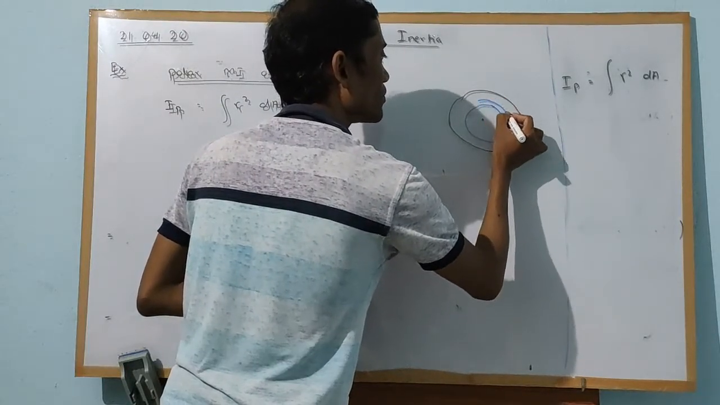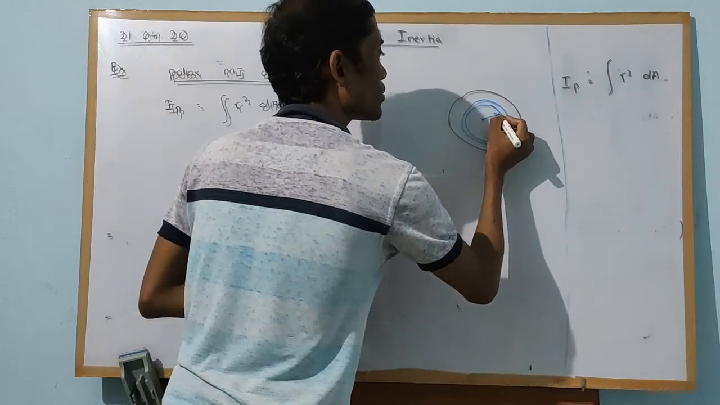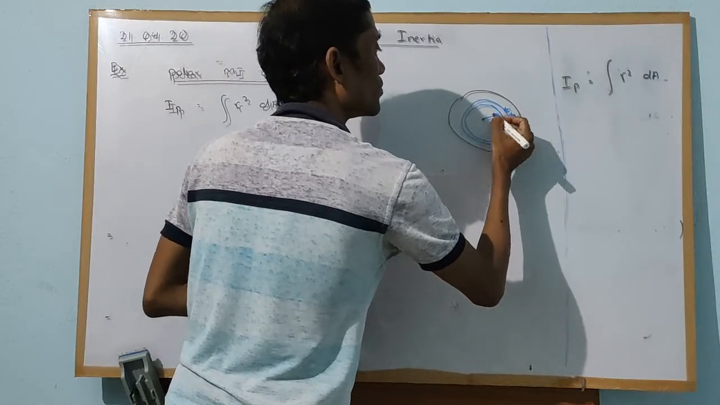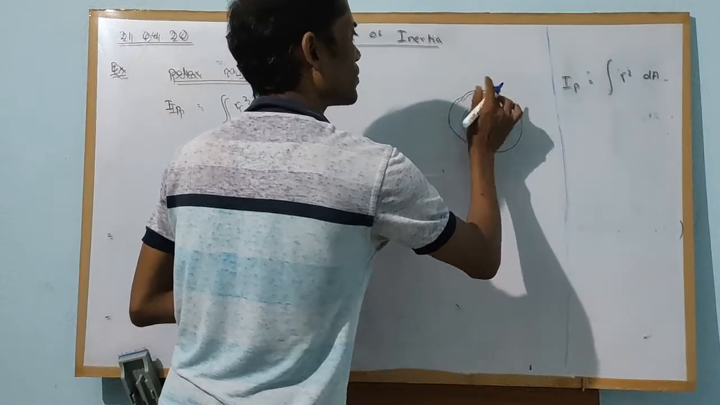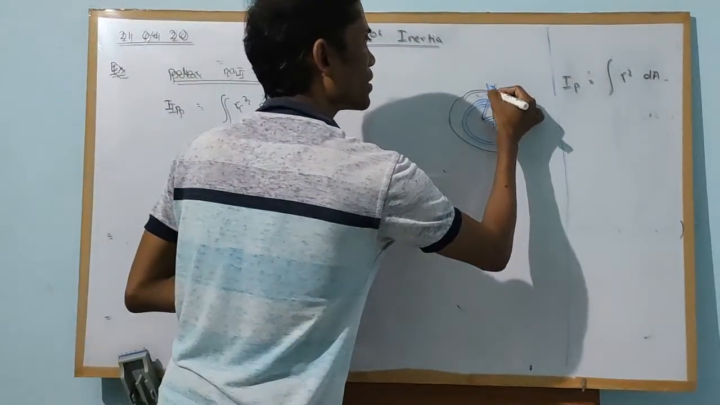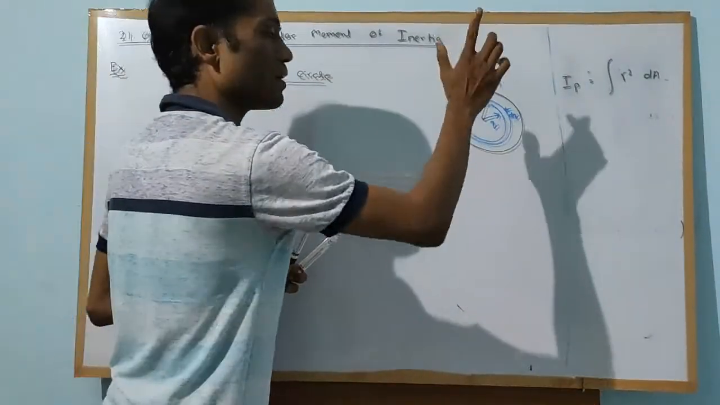Consider a ring at a distance, let's say q, and its thickness is dq, and the radius is, let's say, r. I can take r because I have fixed r for the entire radius of the circle. That's why I am taking q and dq. Otherwise we could have taken r and dr, but the whole radius is r.